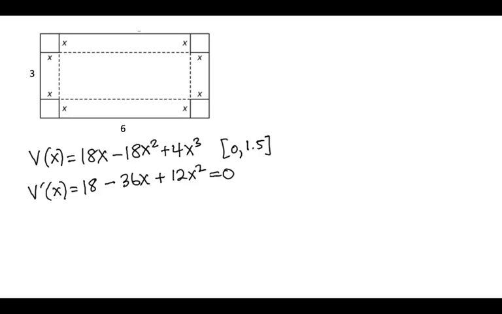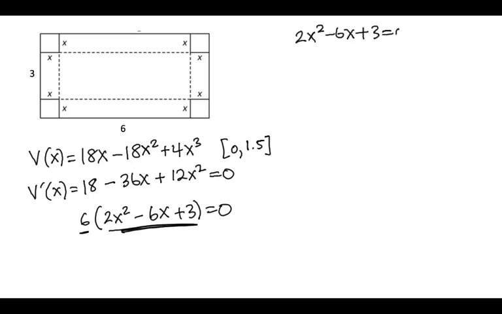So I'm going to rewrite that in descending order so it looks like a regular quadratic equation. I'm also going to factor a 6 out of everything because all three of those coefficients are divisible by 6. So factor a 6 out of 12x squared, a 6 out of negative 36x, and a 6 out of 18. Okay, so setting 6 equal to 0 doesn't do anything. Setting 2x squared minus 6x plus 3 equal to 0 is where we're going to find our solutions. And that doesn't factor. I'm going to have to use the quadratic formula.